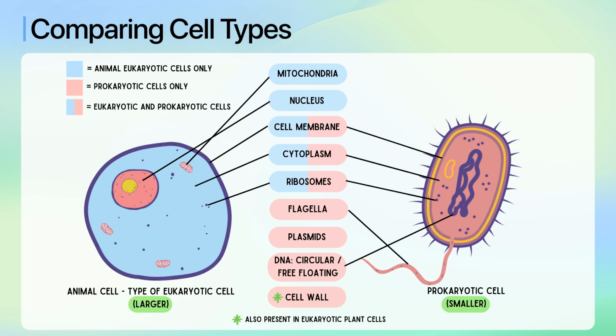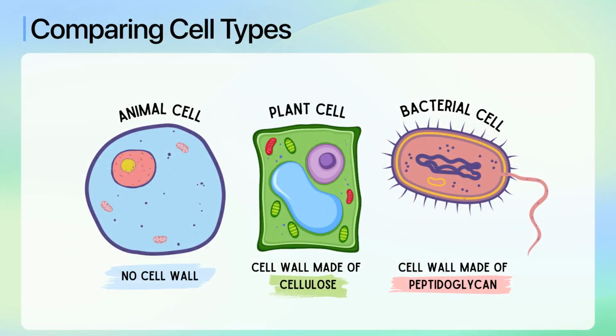Prokaryotes also sometimes have flagella, which propels them in liquid environments, as well as plasmids, which have additional DNA. Finally, we have learned that a cell wall is present in prokaryotic cells such as bacteria, as well as some eukaryotic cells such as plant cells. But animal cells, such as those in humans, do not have a cell wall. Whilst both bacteria cells and plant cells have a cell wall, the composition varies. Plant cell walls contain cellulose, whereas bacterial cell walls contain peptidoglycan.